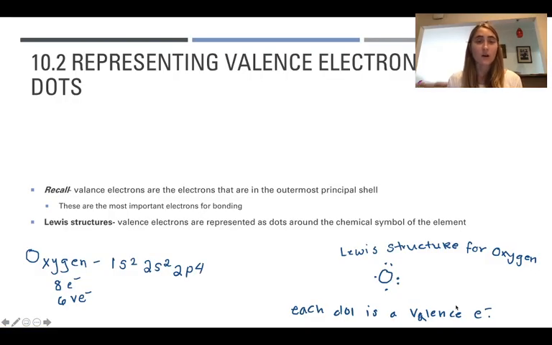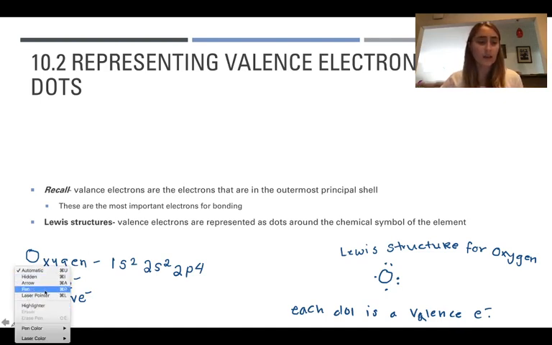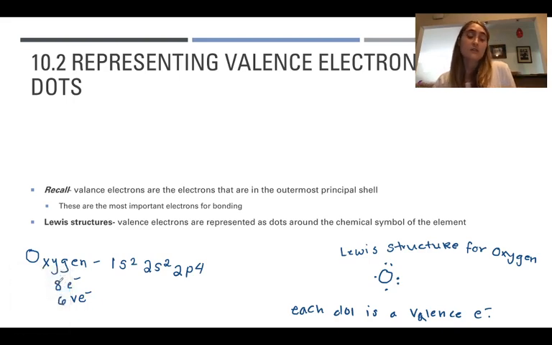Okay. So we're going to start with 10.2 really. You already took notes on all of this, so hopefully this will be a little bit of a reminder for you and clear up anything that may be confusing. The first thing that we're going to look at here is Lewis structures. And in order to understand Lewis structures, you really have to understand what valence electrons are.